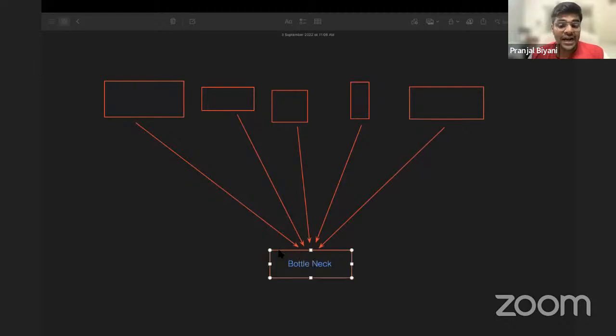So what we would really be trying to do is create multiple copies of this. We are going to make sure that a certain set of systems only access, let's say, the left one.